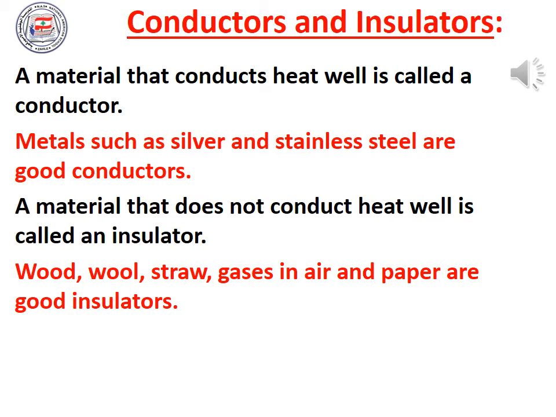We already know what a conductor and what an insulator is because of what we studied in electricity. Now, a heat conductor is a material that conducts heat well. For example, metals such as silver and stainless steel are good conductors. And an insulator is a material that does not conduct heat well. For example, wood, wool, straw, gases in air, and paper. These are examples of good insulators.